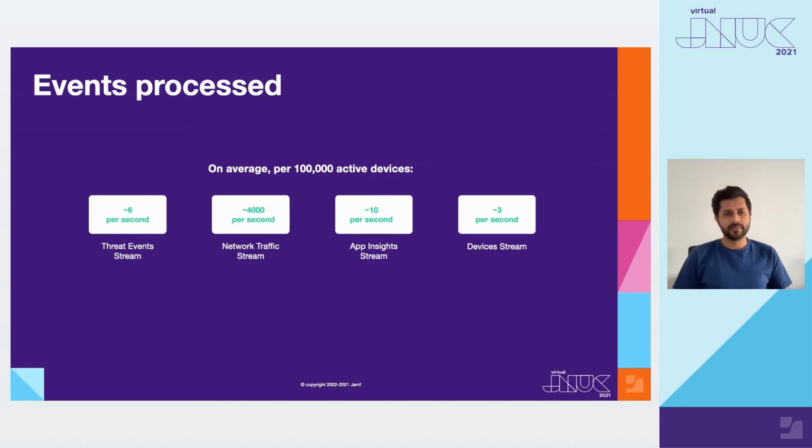So, what are we actually streaming? As you can see, the network traffic stream, understandably, is the busiest one, processing over 4,000 events on average for a customer with about 100,000 active devices. The other streams are comparatively much lower, though still generating a lot of useful events for insights into new threat detections, risky or unwanted applications being installed, or simple device state changes.